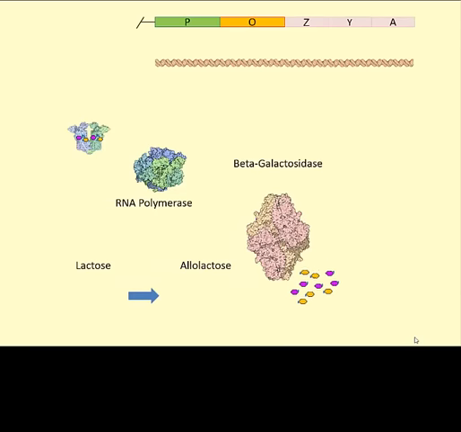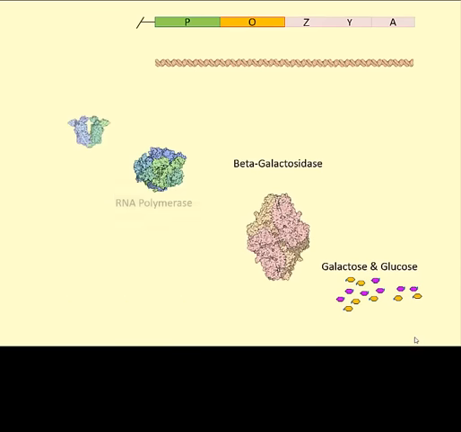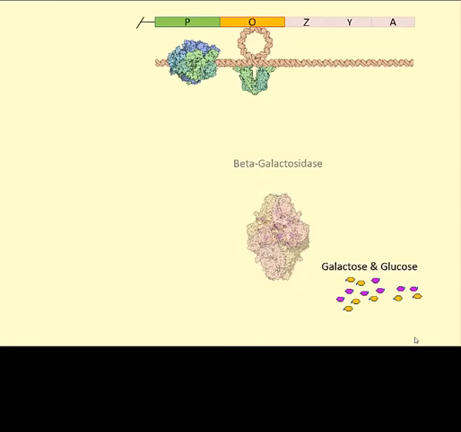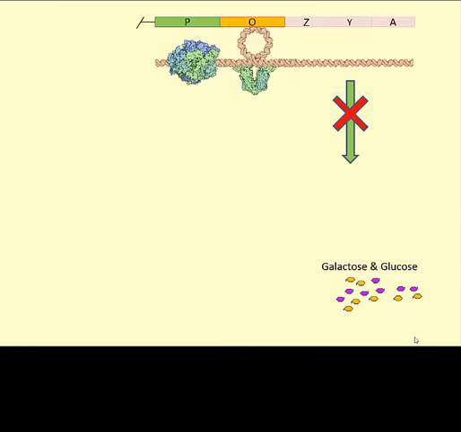As lactose is broken down during its metabolism, the level of allolactose drops as well. After a certain point, there is no longer enough allolactose to bind to the LAC repressor, and the repressor reverts to the conformation that remains bound to the operator. In effect, the expression of the three genes will stop, and the lactose in the environment is used up. A very efficient system indeed.